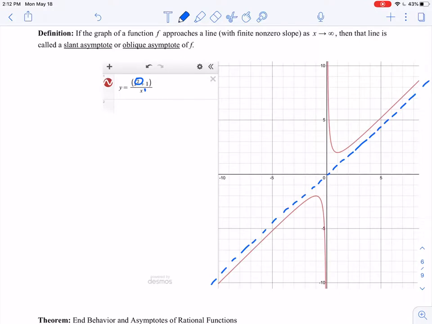This one wouldn't be too bad, but in the majority of cases, we would have to use polynomial long division. That's something that I'm not going to worry too much about, because we're just not going to do a whole lot with slant or oblique asymptotes. If you understand horizontal and vertical asymptotes, then that's good enough for me here.